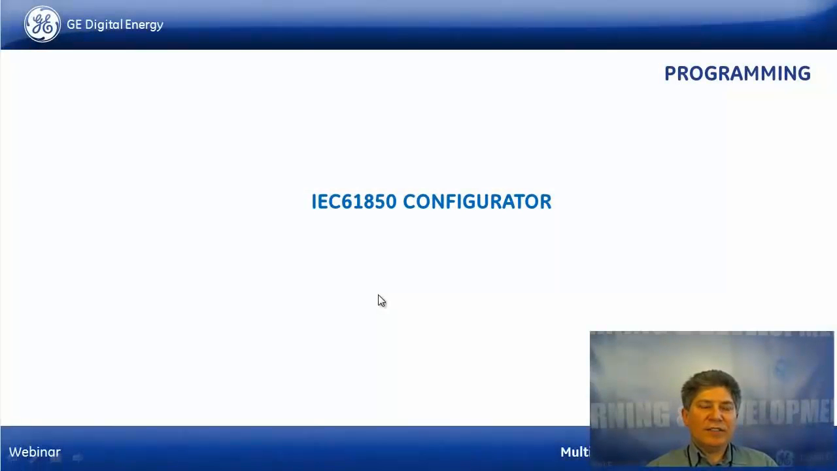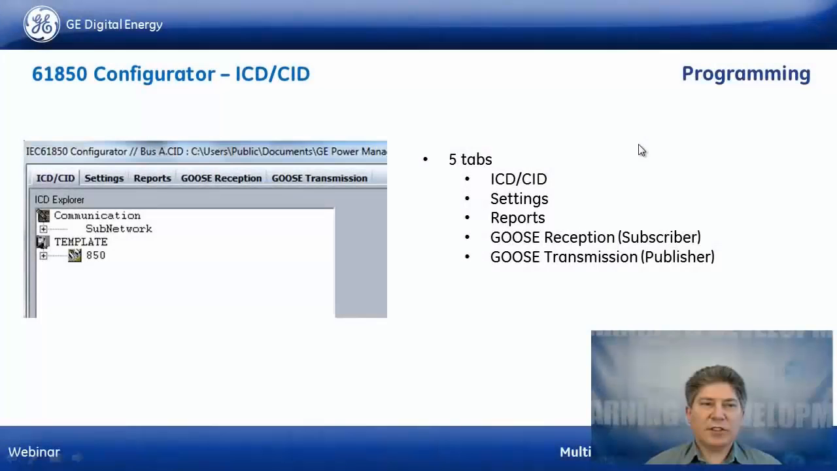Now we'll go into the IEC 61850 configurator. The 61850 configurator consists of 5 tabs. The first one is labeled as ICD, CID. So these are the file extension types that the program will accept. There's a settings screen. I'll explain what that is. Reports, Goose Reception, which is our Goose subscriber, and the Goose Transmission, which is the publisher section of the programming.